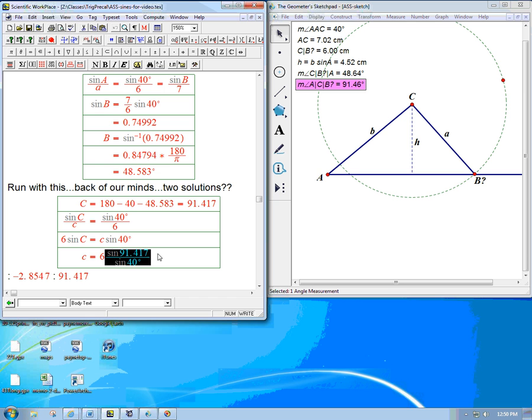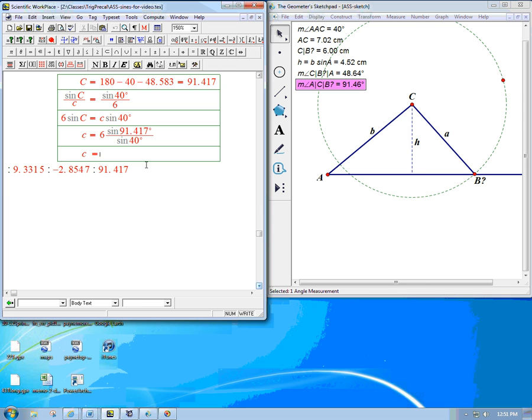Okay, what did I not do? Can you see what I didn't do? I didn't put it in degrees. I immediately knew that negative doesn't make any sense. Okay, and so let's compute again. There we go. So c supposedly is 9.3315.